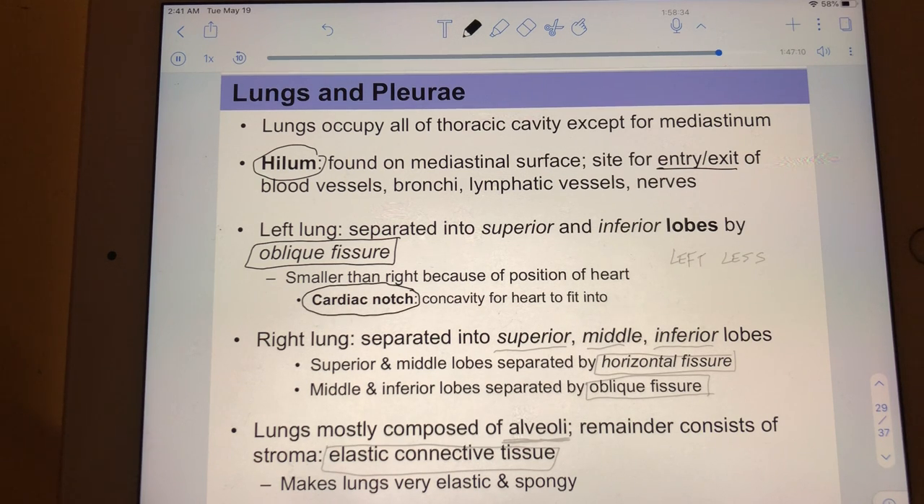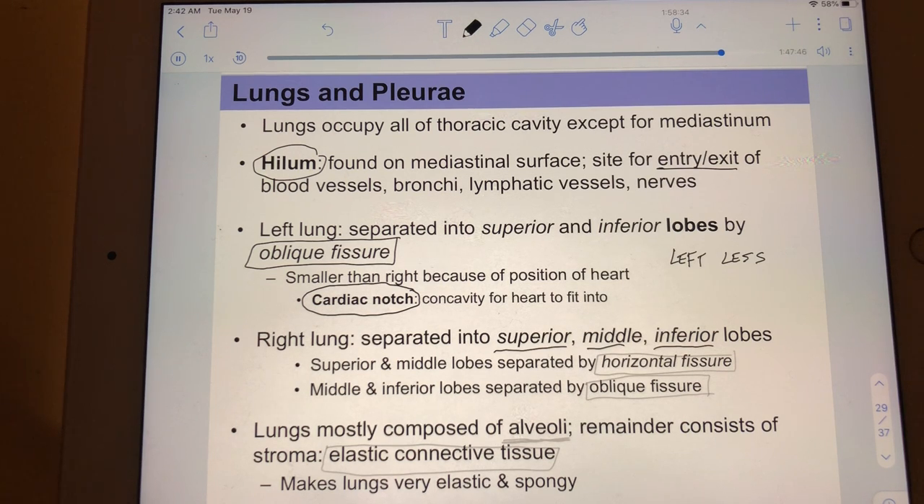The cardiac notch. It's only on the left, and it's where the heart intrudes in on the space that would otherwise be occupied by the left lung. It's one of the reasons why the left lung has two lobes instead of three. And I can remember which lung has two lobes versus three, because left has less, left less, okay?